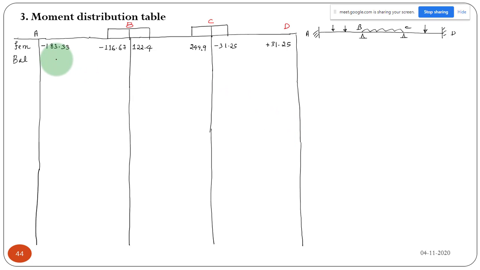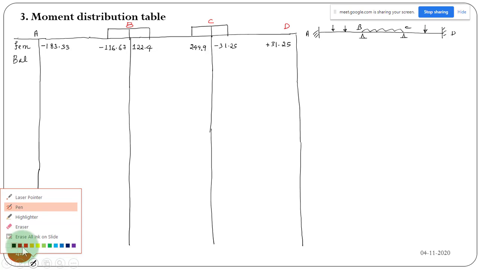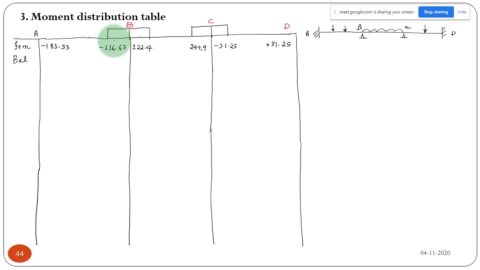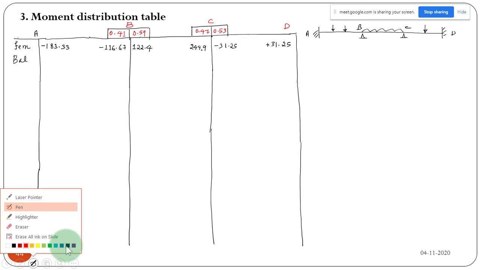What you will do is the balancing: find the unbalanced moment and distribute it as per the distribution factor ratio. Let us write the distribution factor values first. These values will be 0.41 and 0.59. This will be 0.41, this will be 0.59, and this will be 0.47, this will be 0.53.